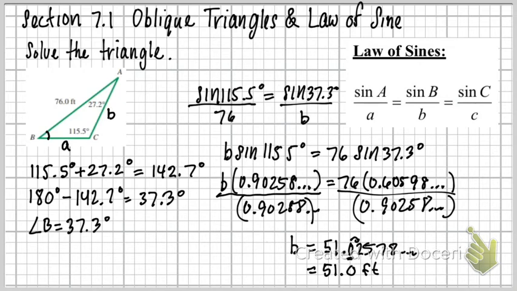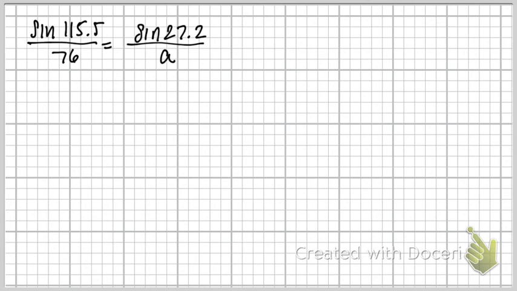Now we still have one more side to find. Be careful, because we do know two sides of this triangle, and some of you might think, hey, we can use the Pythagorean theorem. But this is not a right triangle. I can only use the Pythagorean theorem when I'm dealing with a right triangle. So we have to use the law of sines to find this third side. To find A, we're going to do the same thing we did for this one. I'm just going to use the sine of 115.5 degrees over 76 again. I could use the new sides I found, but I'm going to use this one because I already have all those calculations in my calculator.